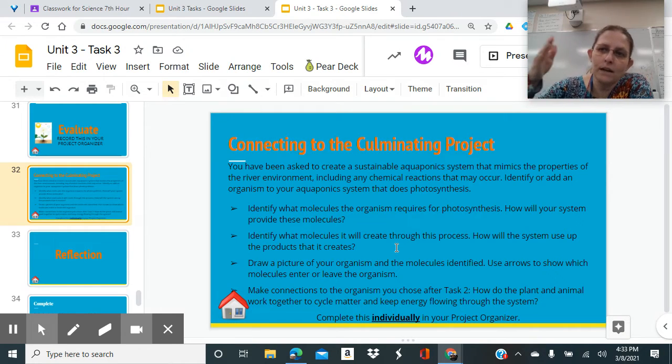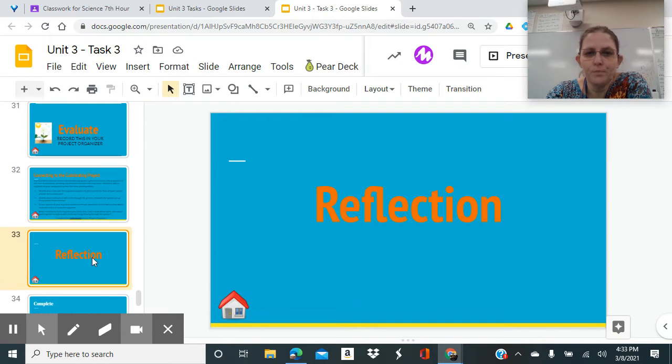All right, so we're just adding pieces to your aquaponics system. First we started with what you're having in there. Then we have one organism. Then we have the second organism, and so on. So that's what you're doing with this part.